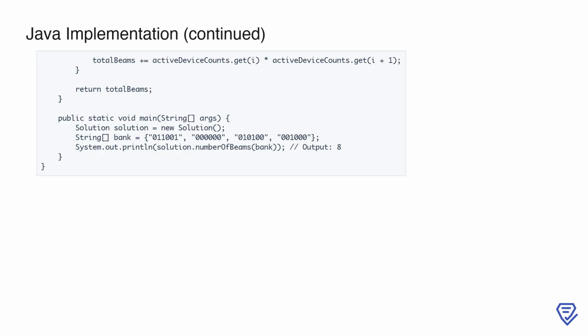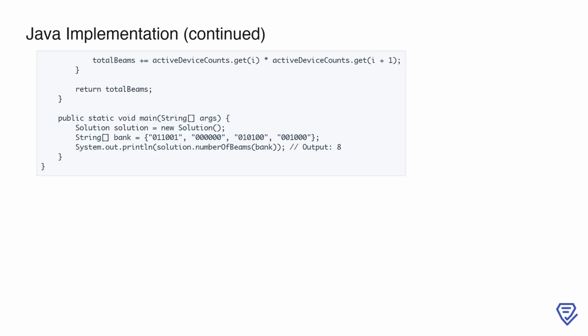To calculate the total number of laser beams, we use a loop to iterate through the active device counts list. For each pair of consecutive rows, we multiply the number of devices in the current row by the number of devices in the next row. This product represents the number of beams formed between these two rows. We add this value to the total beams variable, and the loop continues until all consecutive rows have been processed. Finally, the method returns the total number of beams.